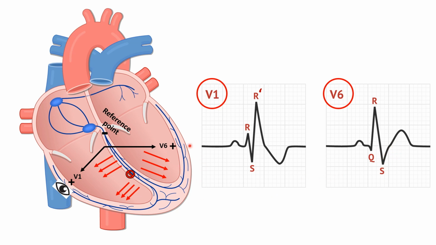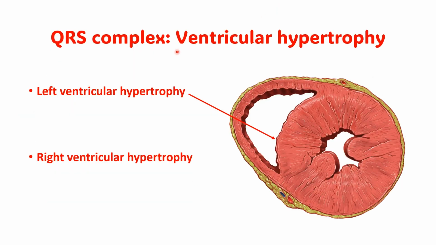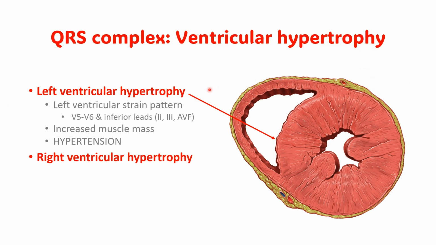Now let's talk about how our QRS complex is going to be affected in ventricular hypertrophy. First of all, let's talk about left ventricular hypertrophy. What we're going to see on our ECG is something called a left ventricular strain pattern. We're going to see this in V5, V6, and in the inferior leads, which you should be well aware are leads 2, 3, and aVF. In our strain pattern, we're going to see some ST depression and T wave inversion, and this is due to delayed repolarization of the left ventricle.